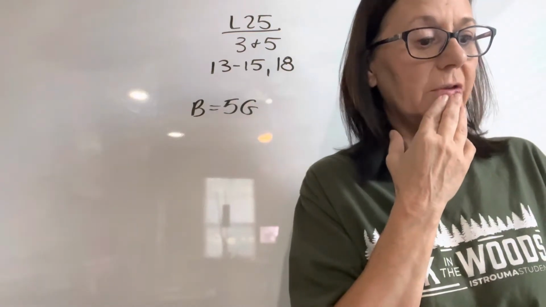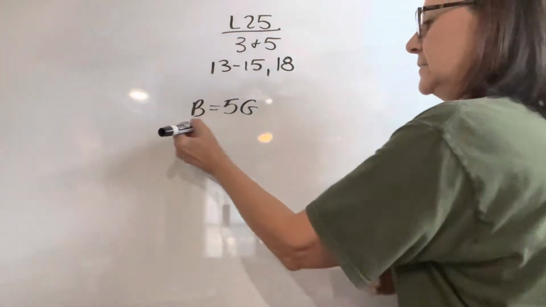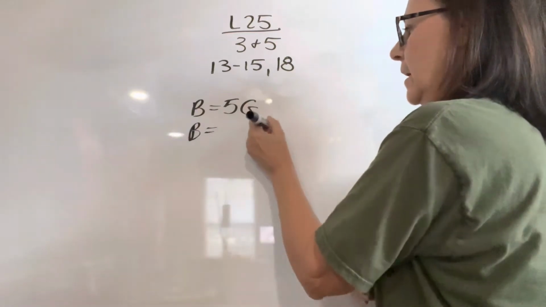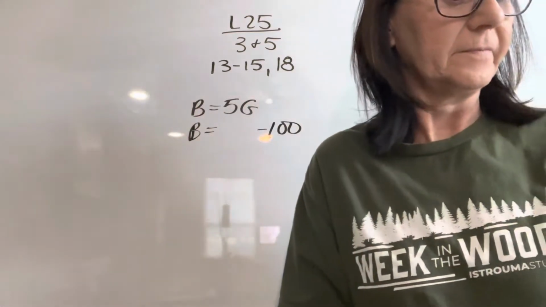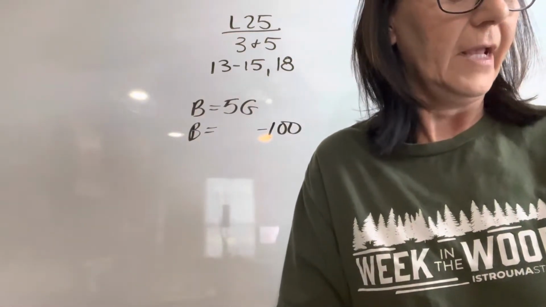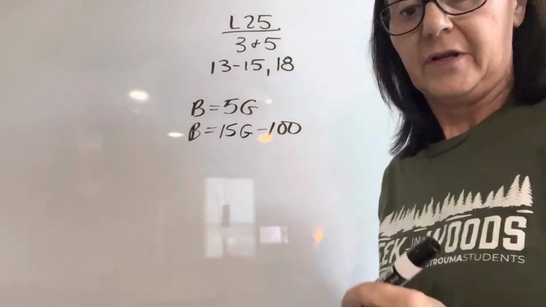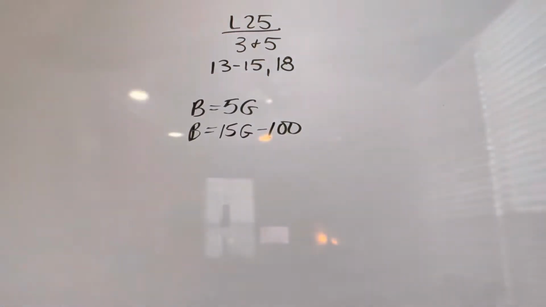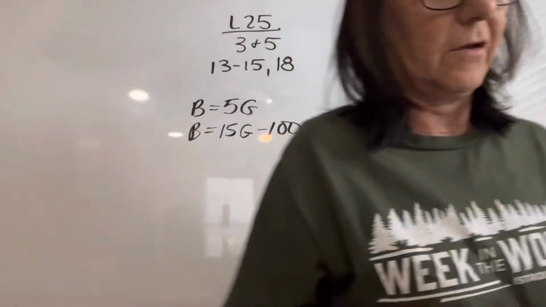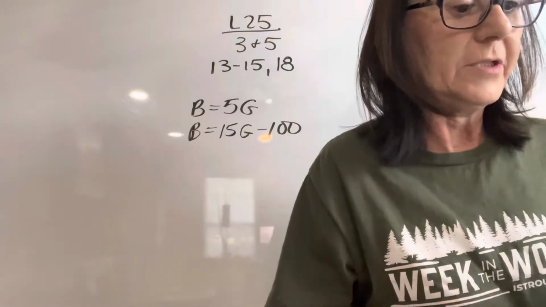Okay? Also, the number of boys was 100 less than 15 times the number of girls. But I'm going to need my calculator just a minute. All right. I think that's all the words. How many boys and girls came to the party?